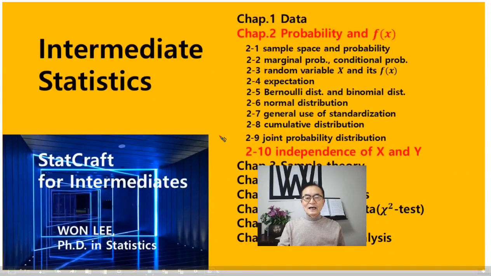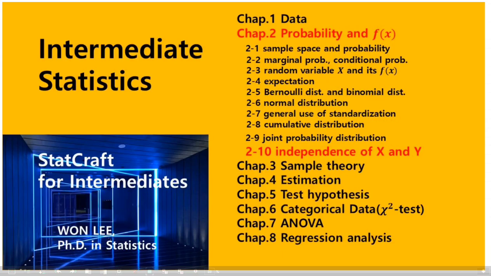I'm going to define independence between random variables, say X and Y. The definition of independence is a little sophisticated or conceptual, but keep the word independence in your mind. Let's go. What is the independence between X and Y?